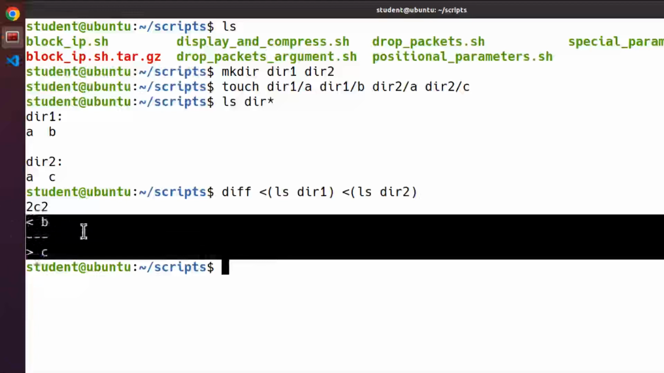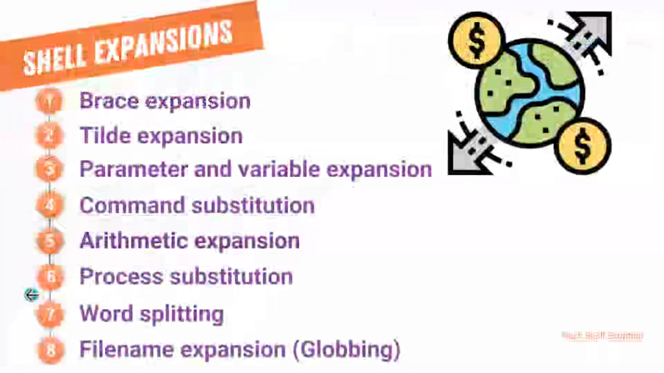I know that it seems a bit complicated and I don't want you to focus too much on this. I introduced process substitution now because it's the next step in the shell expansions after arithmetic expansion and before word splitting. We'll see many other examples with process substitution later in the course.